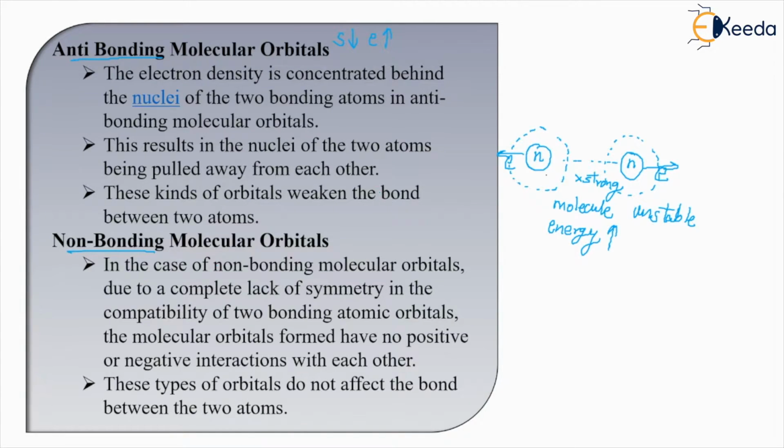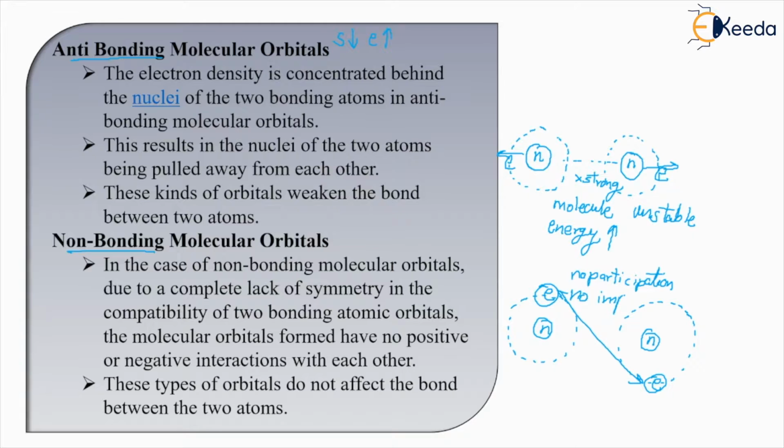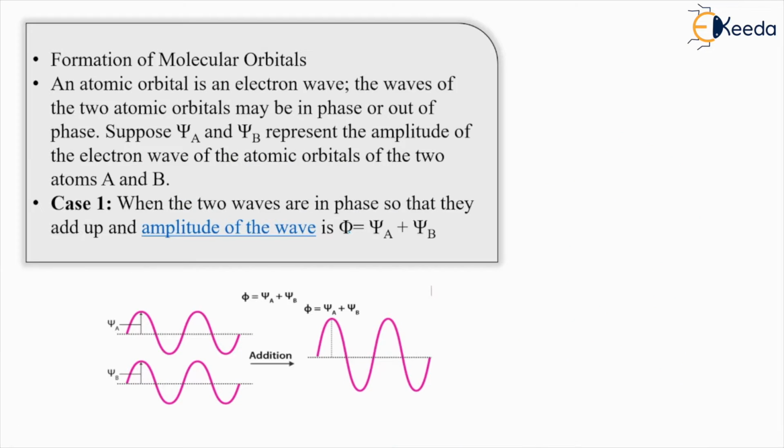Again, let me make an atom over here. It has a nucleus. This also has a nucleus. This has an orbit over here. This also has an orbit over here. If I have an electron over here, both of these electrons are not going to take any kind of participation. There is no participation, and if there is no participation in the entire bond forming process, there is no impact at all. So, these are the non-bonding molecular orbitals.